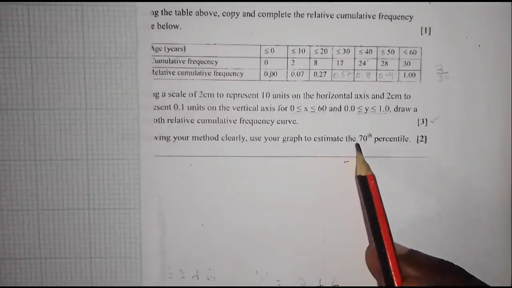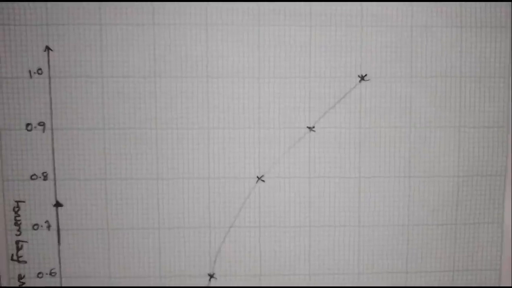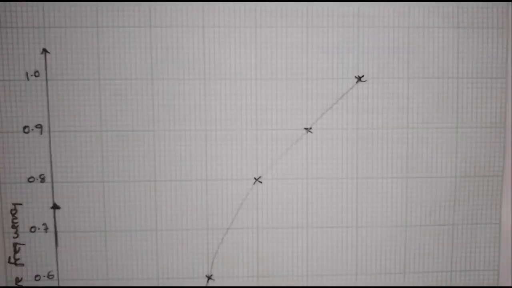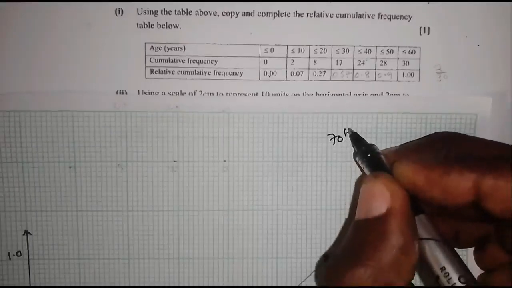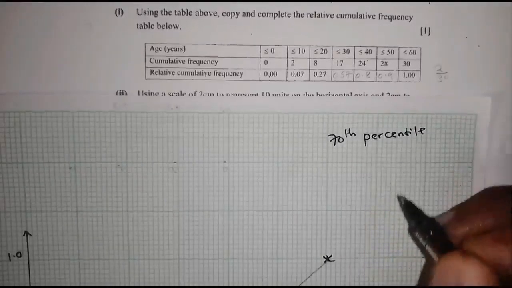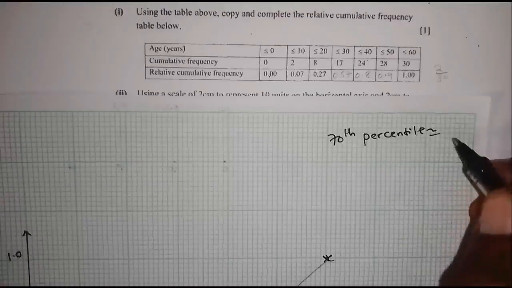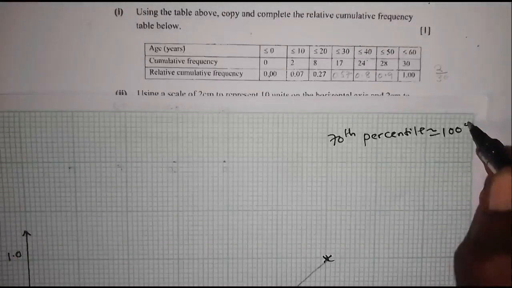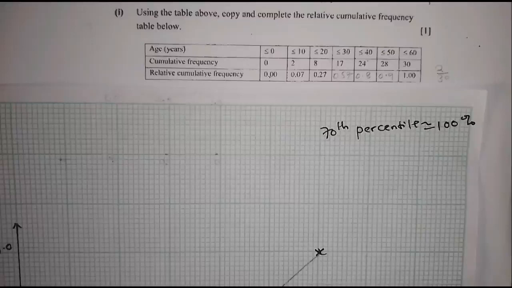Use a graph to estimate the 70th percentile, 2 marks. So on this one, how do you solve this one? So 70th percentile. Now percentile comes from the word percentage. So you're talking about out of 100%. So that's a concept there. Whenever you come across percentile, just think of the total as 100, from the word percentage.